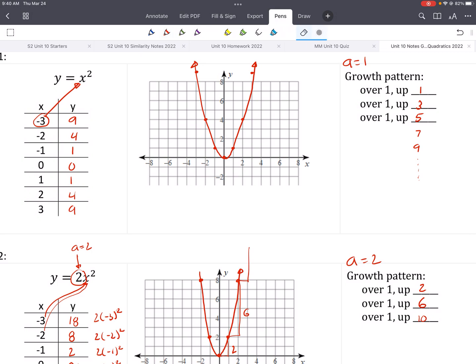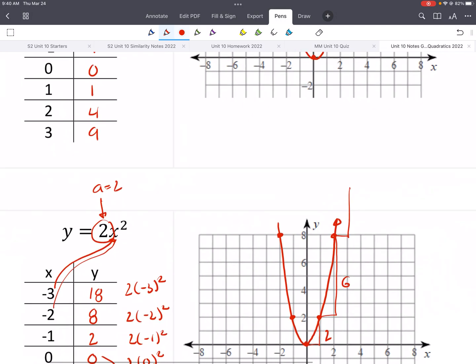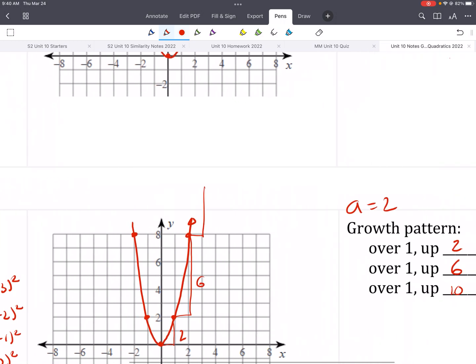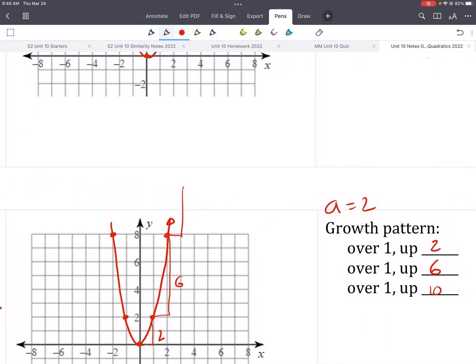Hopefully you realize here that when a is 2, the growth pattern is twice as big, which makes sense because we're doing the exact same thing. We're still doing x squared, but we're just multiplying everything by 2. It's doubling everything, so that doubles the growth pattern as well.